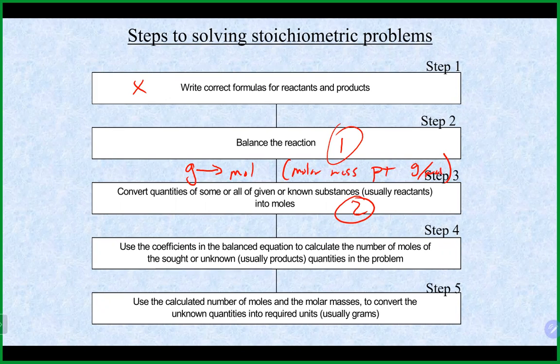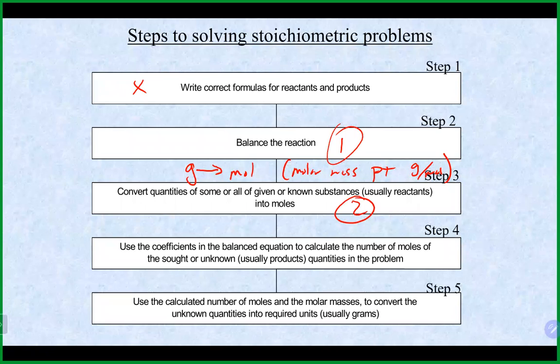Now, it is very common that you're given something in grams. It might also be common that you're given something in some other unit. So whatever unit they give you, you pretty much have to get it to grams, then use the molar mass from the periodic table to go from grams to moles. So that is the order in which you want to do it.